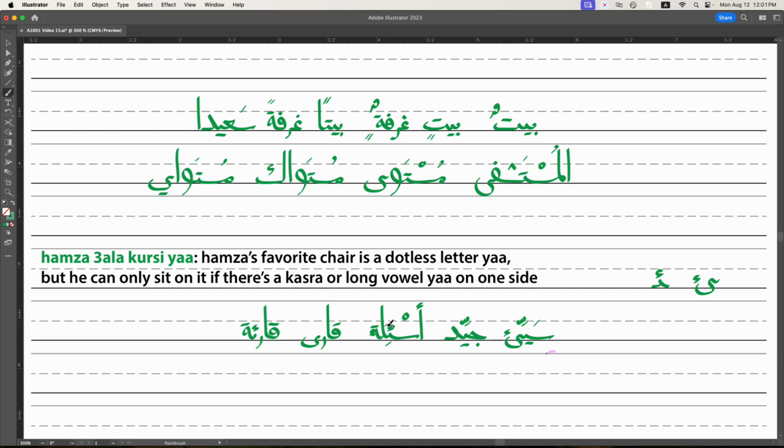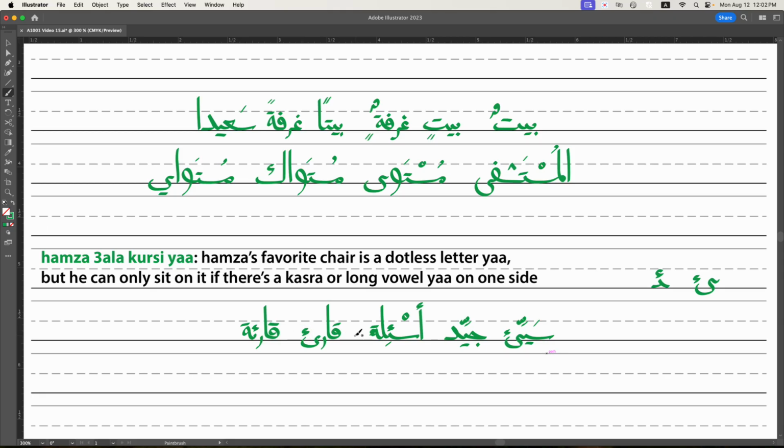And here Hamza gets to sit on the dotless letter ya because there's a kasra right after him. Over here the kasra is before him. Here the kasra is after him. So as'ila. And that's what enables him to sit on his favorite chair because there's a kasra right nearby. And here's Hamza at the beginning of the word as well. As'ila. When we have words that begin with vowel sounds in Arabic, we need to mark them with Hamza, which we don't in English.